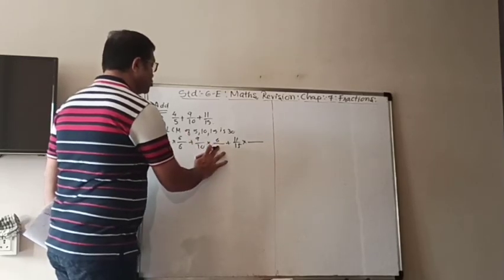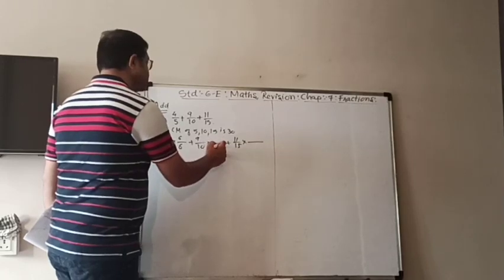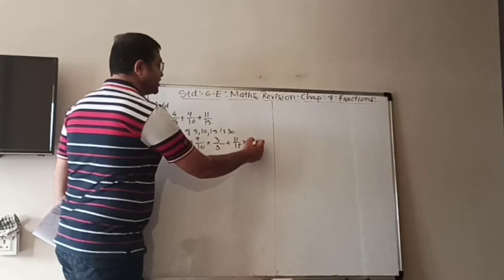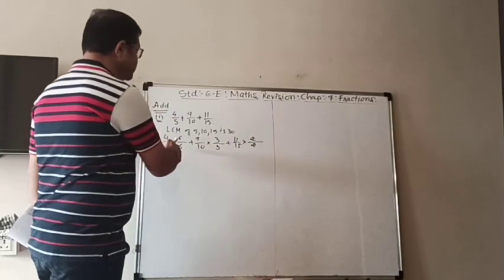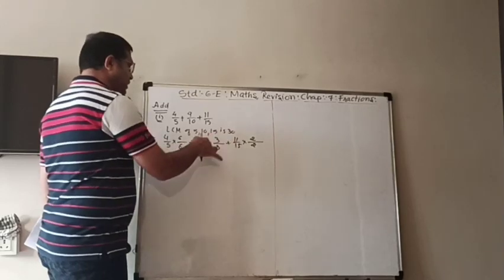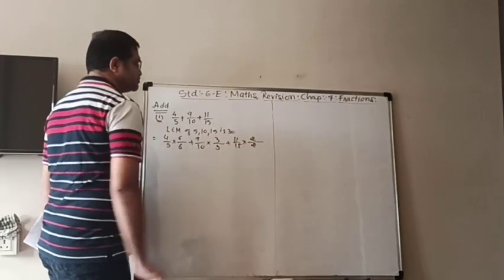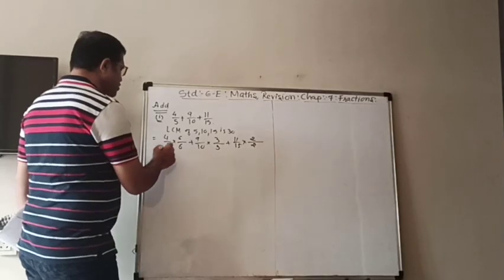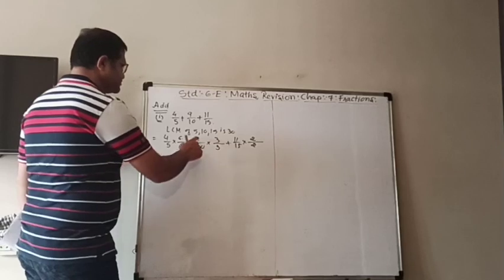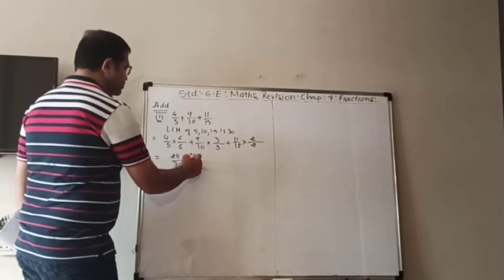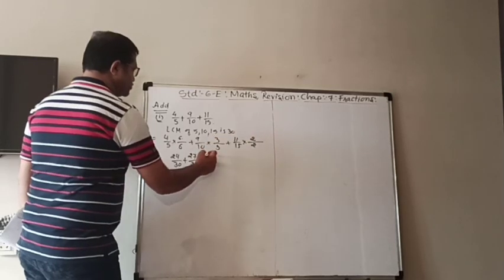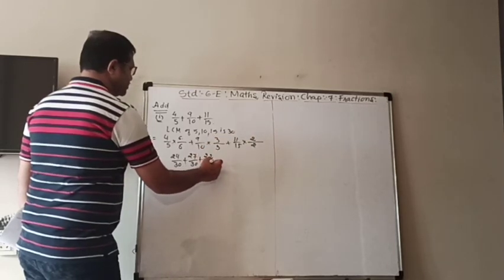But here we have to make 30. So 10 3s are 30. And then 15 2s are 30. So here we have to multiply by 6 upon 6. Here 10 3s are 30, so 9 upon 10 should be multiplied by 3 by 3. And here 2 upon 2. So now 6 4s are 24 upon 30, 9 3s are 27 upon 30, plus 11 2s are 22 upon 30.